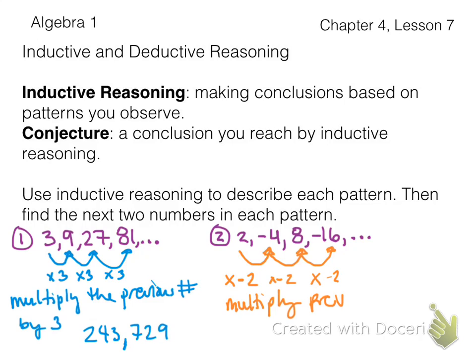multiply the previous number by -2. And so the next two numbers in the sequence would be -16 times -2, which would be a positive 32. 32 times -2 would give you -64. So those are the next two numbers in the sequence.